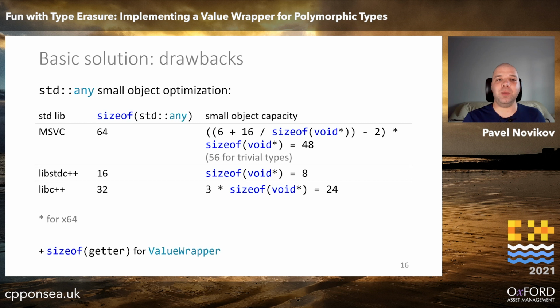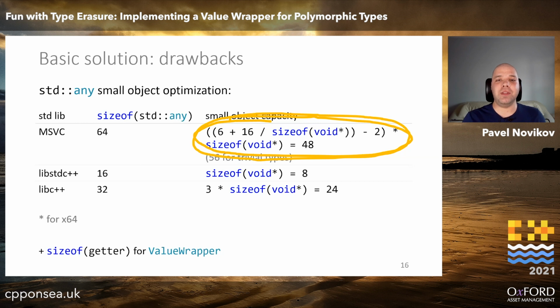Other drawback is that all the implementations that I examined, that is MSVC, libstdc++, and libc++, have different implementation, including the size of the actual std::any object and the size of the small buffer for small object optimization. For example, for MSVC, we have 64 bytes total. So the object of type std::any will occupy 64 bytes on the stack or in the heap. And it has this amount of bytes for small object, for small buffer.